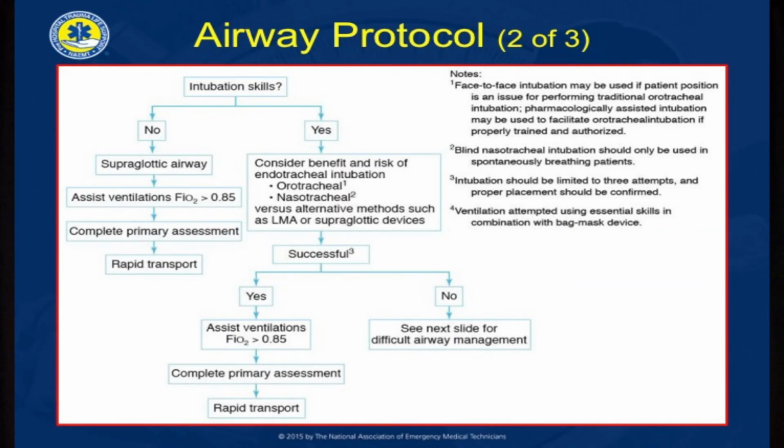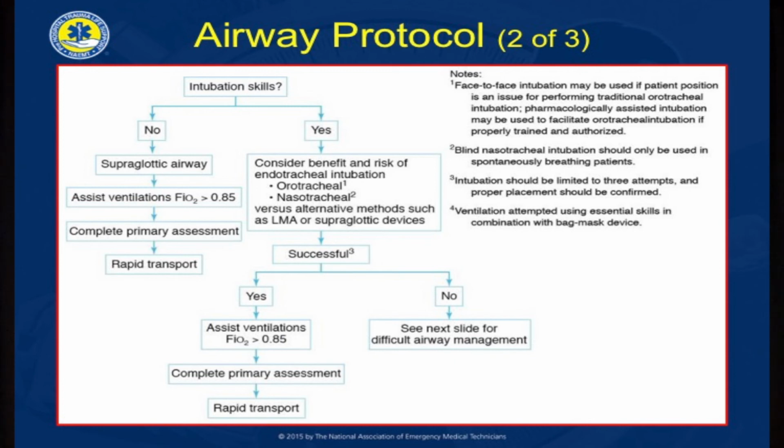If we don't really have those intubation skills, but our patient needs some advanced airway, then we could put in a supraglottic airway. All right. Maintain ventilations. Again, you see the FiO2 there, greater than 0.85. Complete the primary assessment and transport. If we have the intubation skills, then let's, again, weigh the risk and benefit of intubation. Should we do oral? Should we do nasal? Again, trauma, nasal is probably not really the first thing we're going to be thinking about. Usually it's oral, but sometimes a possibility. Or should we go with those supraglottic devices? Would that be more successful or easier to do and give us the end result we're looking for, which would be good ventilation?